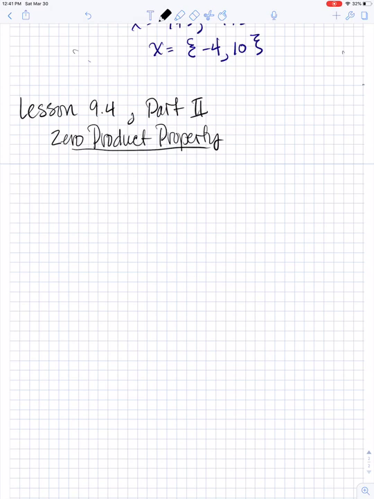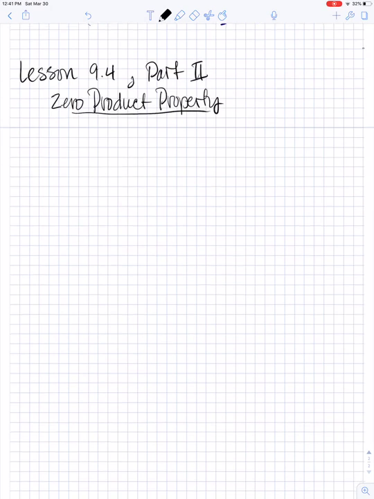All right, we're going to continue on with our discussion of lesson 9.4. It's important that you're also aware of the zero product property in addition to the square root property of equality. The zero product property is really just a derivation from the multiplicative property of zero. If you remember the multiplicative property of zero, all that says is that if we have something times zero, the product will always be zero. So we understand the power of zero through multiplication.